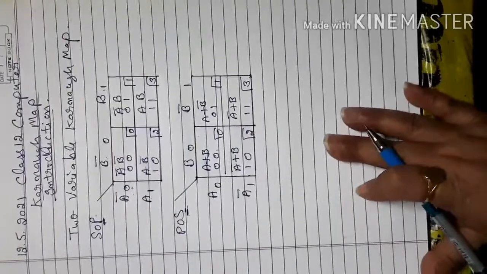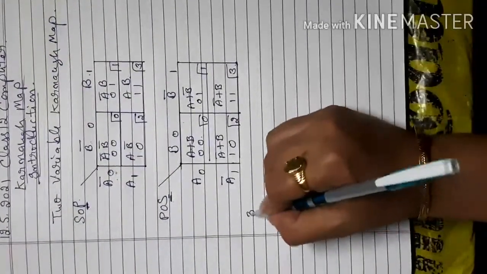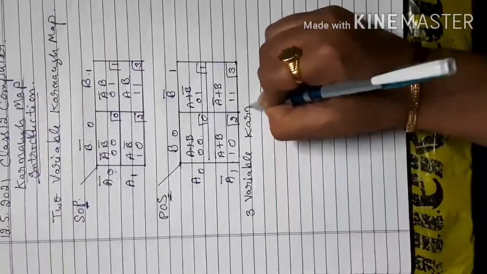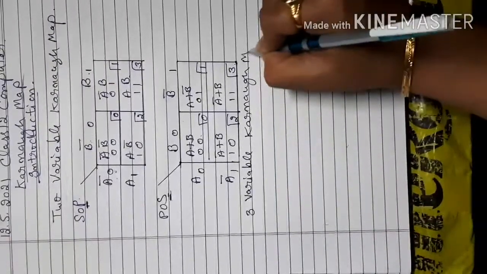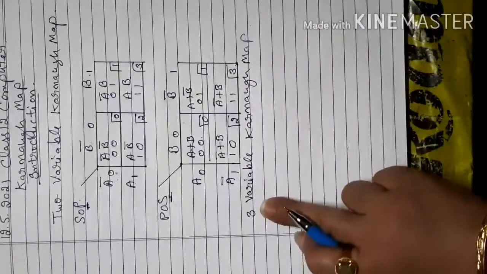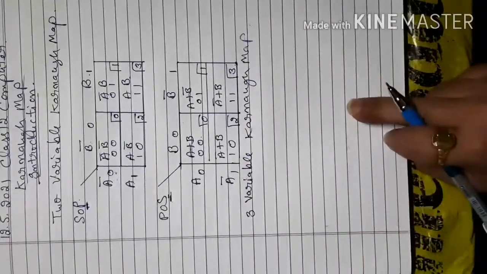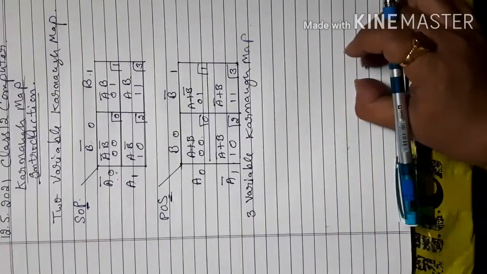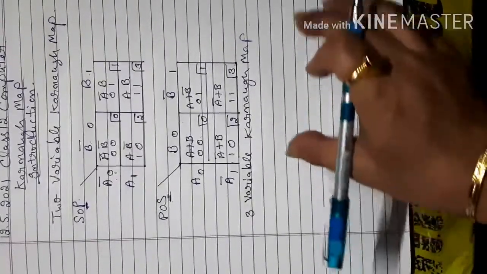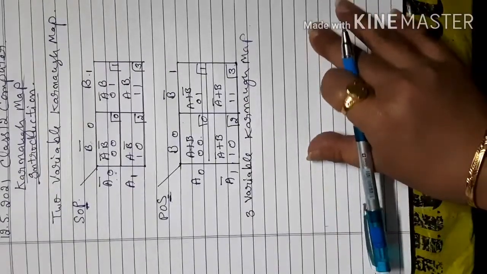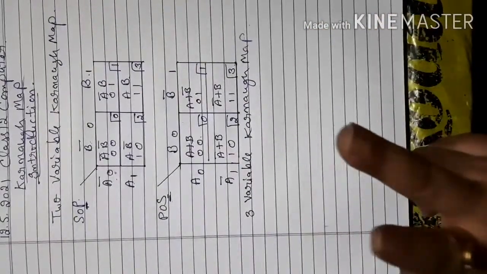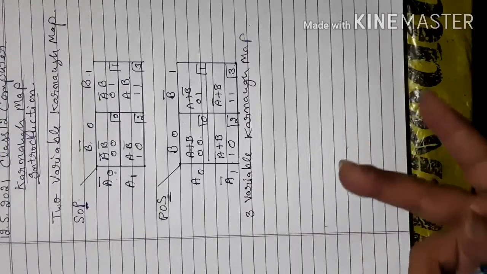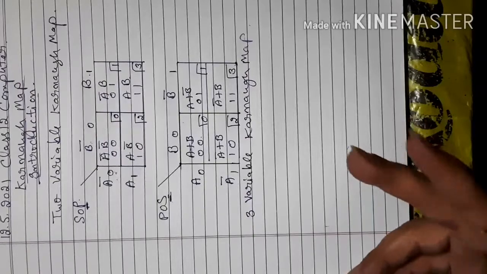Now we go with the 3 variable Karnaugh map. If there are 3 variables, 1 variable is taken row wise and 2 variables are taken column wise. If it is a 2 variable map, you will go with 4 columns, but only 1 variable represents 2 and 2 variables represent 4, because 1 variable represents 2, whether it is column or row.